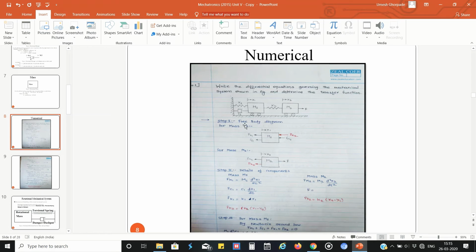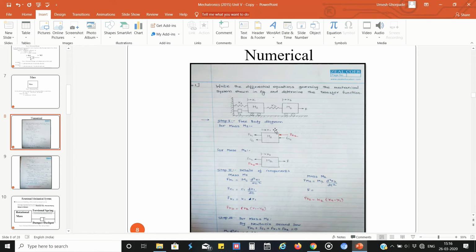How to solve this numerical? The problem shows there is no friction, it is frictionless, so we cannot consider frictional support. For this we can apply step 1. In step 1 we use the free body diagram. So for mass m1 we take the free body diagram.